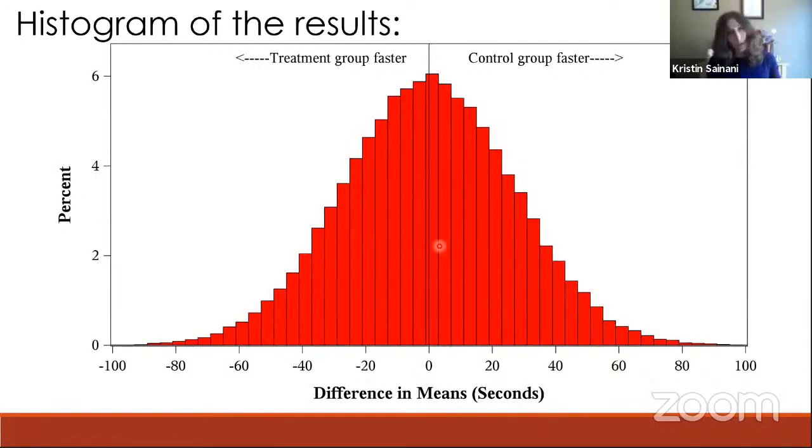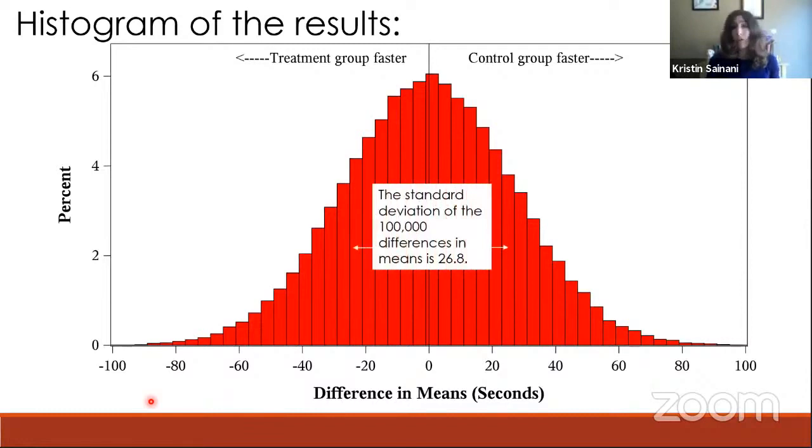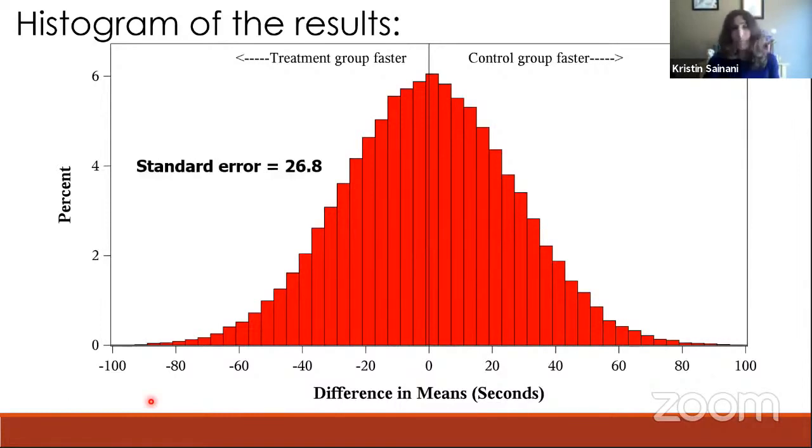So as before, we're on a normal curve. We're centered around 0, but you can see this is a much wider normal curve. Just by chance, in these virtual trials, sometimes we saw differences as big as a minute between the groups, even 80 seconds, even 100 seconds difference between the groups. This is purely due to chance fluctuation, getting a few fast runners in one group or a few slow runners in the other. The standard deviation of this normal curve is 26.8. We've actually doubled the standard error here. And again, you get the same answer if you use the mathematical formula.